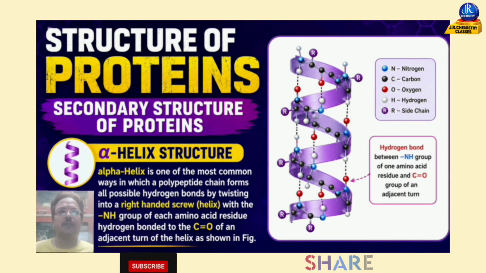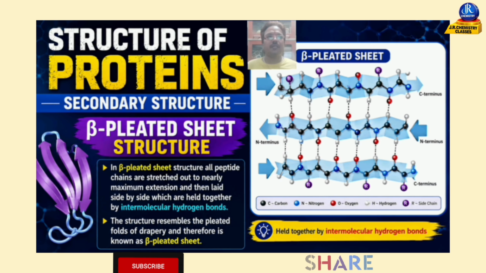Alpha helix structure. Alpha helix is one of the most common ways in which a polypeptide chain forms all possible hydrogen bonds by twisting into a right-handed screw, that is helix, with the NH group of each amino acid residue hydrogen bonded to the CO of an adjacent turn of the helix, as shown in the figure.